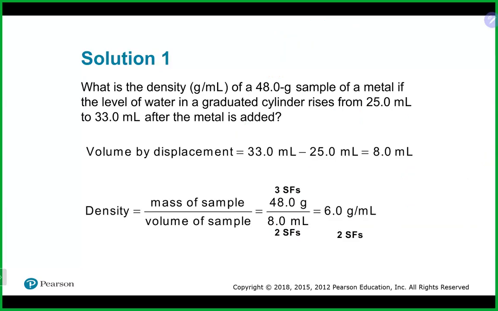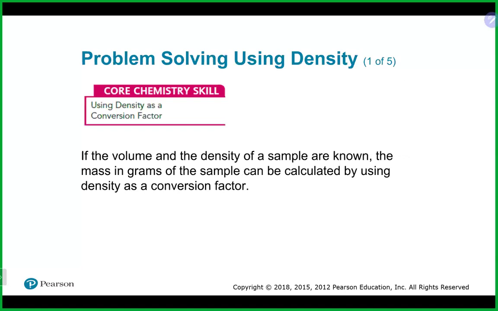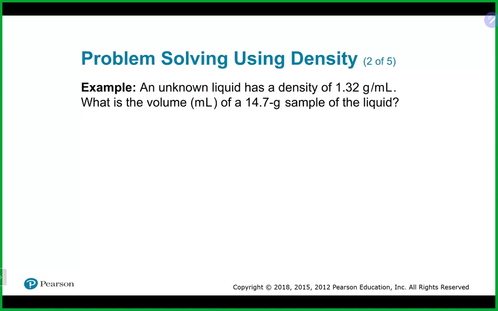Okay. Hey, and they agree. That's good. All right, so let's try this one. An unknown liquid has a density of 1.32 grams per milliliter. What is the volume of a 14.7 gram sample of this liquid?